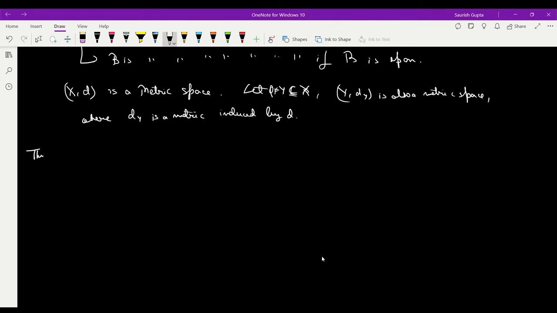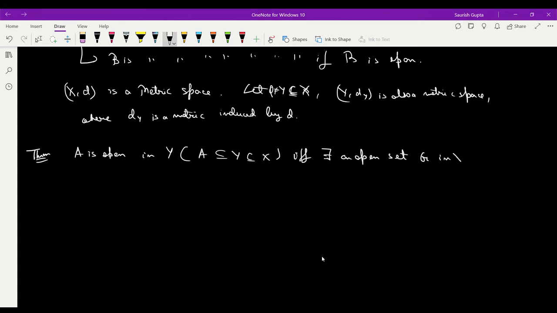The thing is a theorem. I am not going to prove this theorem, but I will give you the exact hints you require to prove it. The theorem says that A is open in Y, where A is contained in Y and Y is contained in X, provided X and Y are metric spaces, if and only if there exists an open set G in X such that A can be written as the intersection of G and Y. A is said to be open in Y if there exists an open set G in X such that A can be represented as the intersection of that open set in X and Y.